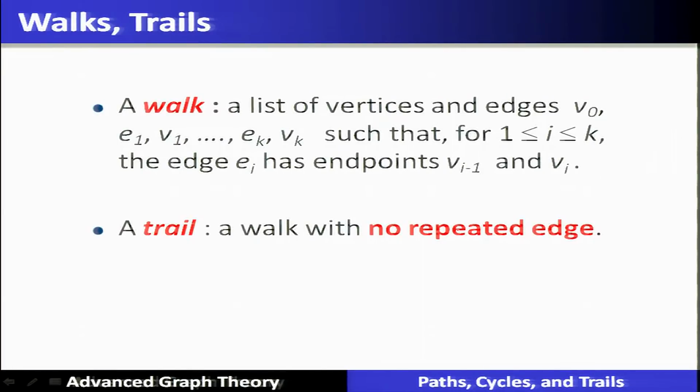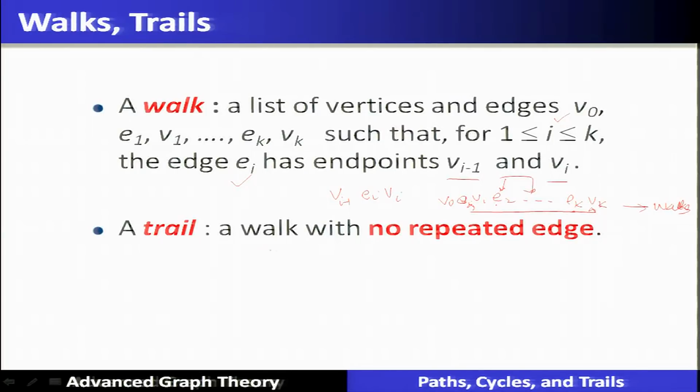A walk is a list of vertices and edges which are listed as V0, E1, V1 and so on, EK, VK, where a particular edge EI has the endpoints VI minus 1 and VI. So, we can form a list of vertices and edges V0, E1, V1, E2 and so on up to EK and VK. This is basically called a walk. The edges appearing in the walk can be repeated more than once, and the vertices in this list can also be repeated; there is no restriction in a walk.